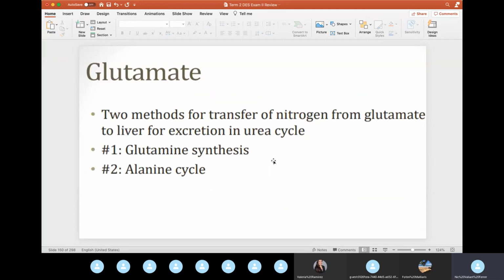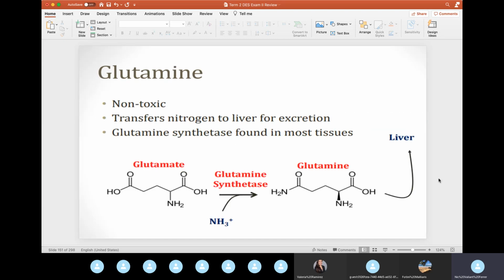Then what happens? The glutamate can transfer the nitrogen 2 ways, right? Glutamine synthesis or alanine cycle. That's the important part. Glutamate can transfer the nitrogen to the liver via 2 pathways, glutamine synthesis and alanine cycle, for excretion in the urea cycle. Let's talk about the glutamine synthesis. So glutamate has the NH2. It transfers the nitrogen to the liver for excretion.